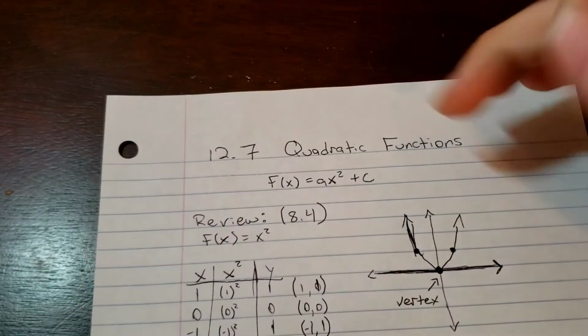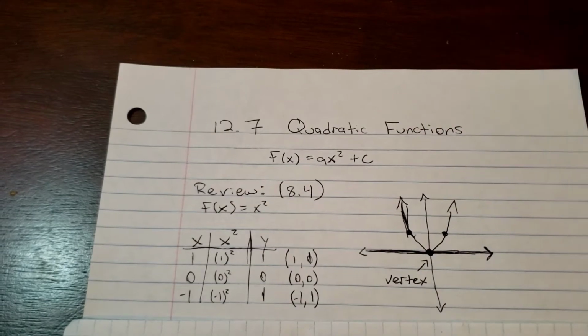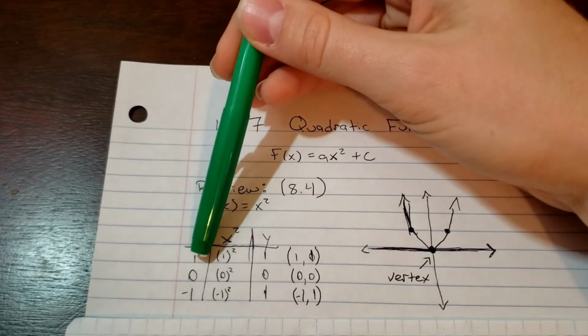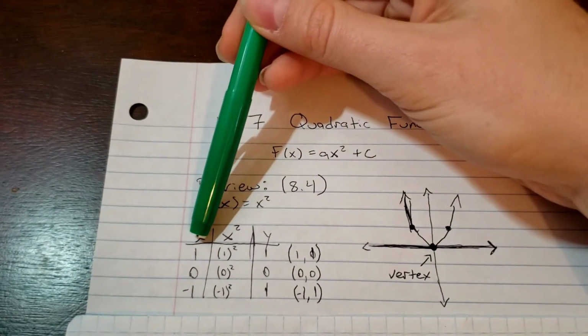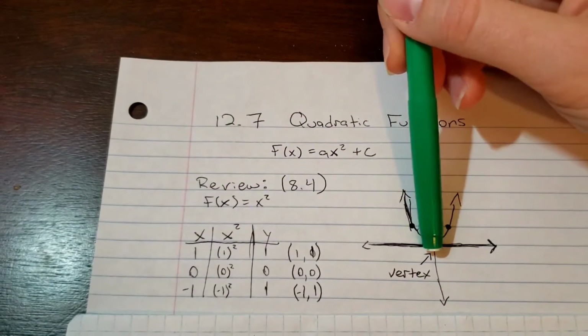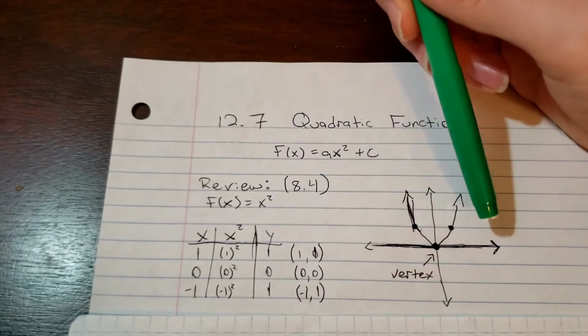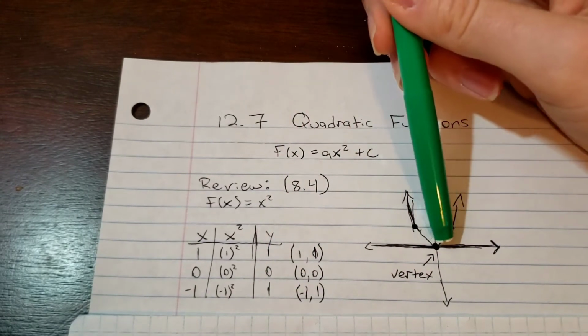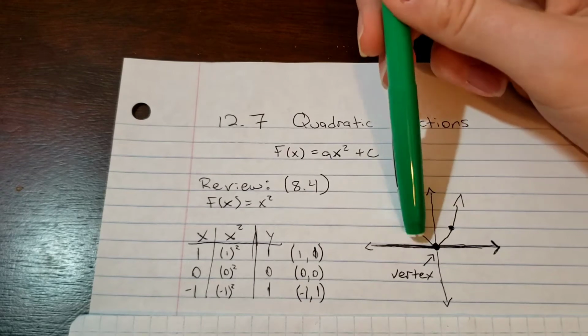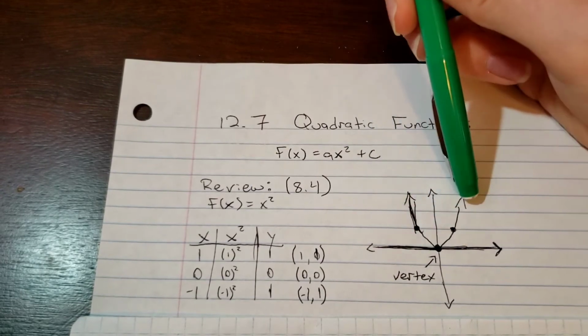Forgive the mistakes, the errors. But we're going to have our x values of 1, 0, and -1. So that's x is 1, 0, and -1. But our y values are 1, 0, and 1, which ends up with our parabola looking something like this.